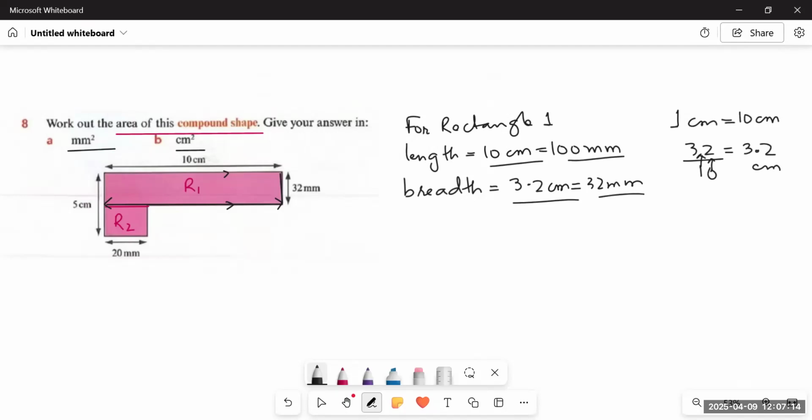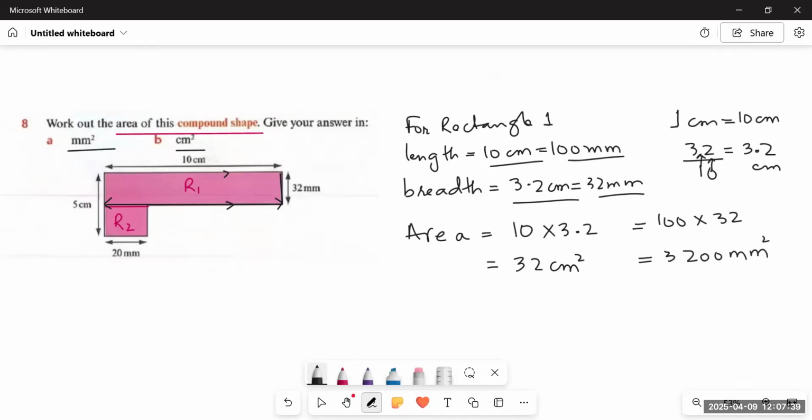And same, so let us find the area. Area is equal to 10 multiplied by 3.2 is equal to 32 centimeter square, or is equal to 100 multiplied by 32 is equal to 3200 millimeter square. Or you can do one more thing.